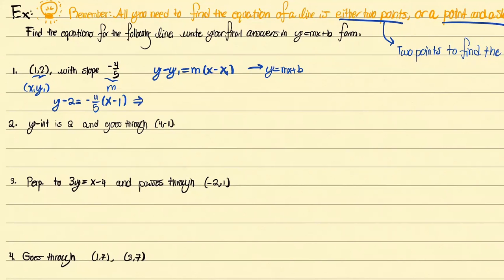Now, I'm going to simplify this a bit, because I said we want to write our final answers in y equals mx plus b form. So on the left-hand side, I'm not going to do anything yet, but I'm just going to distribute this -4/5 into the expression. When I multiply -4/5 by -1, it will become +4/5 out here.